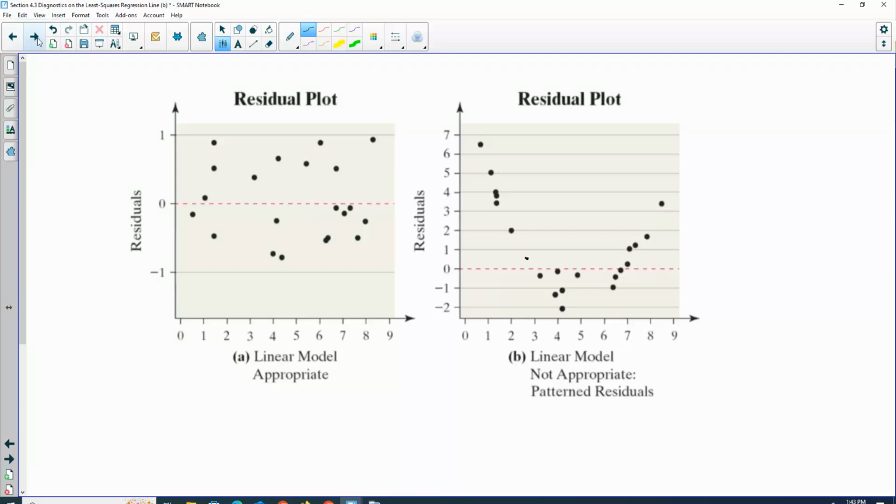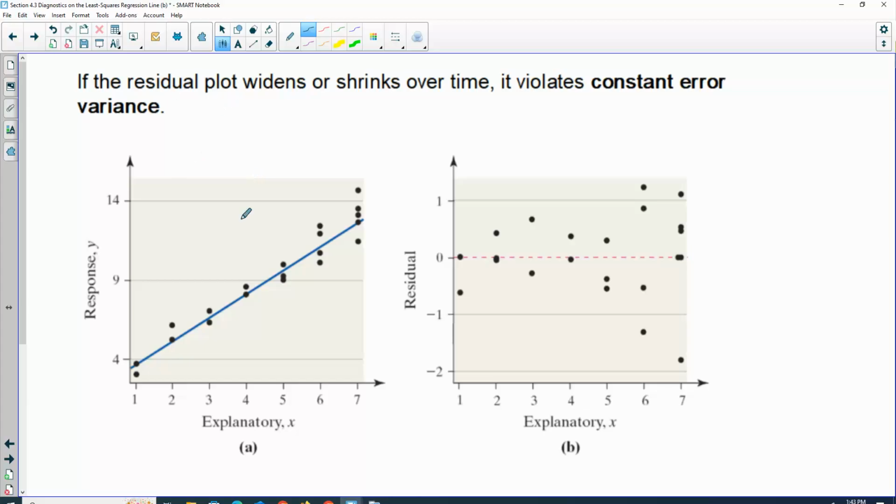We can also look at things like over time. This is what's called constant error variance. It was a good model at the beginning, but what's happening as time goes on? It's getting worse, and we can see that in this data. At the beginning, it's a pretty good model, but then at the end, these points are getting further and further away from our line. So the linear model is becoming less accurate as we go on there. So this would be another situation where it's not linear.